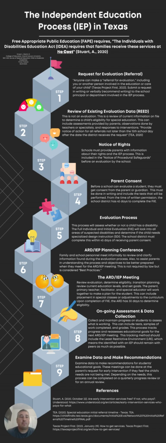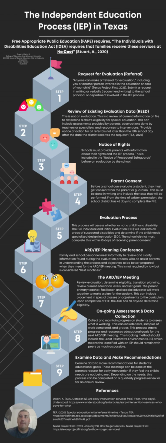After the permission is given, the administration has 45 days to complete a full individual and initial evaluation. And this will look at all areas of suspected disability and determine the child's needs for specialized instruction.